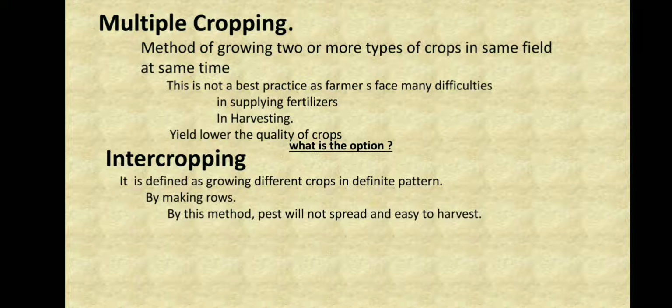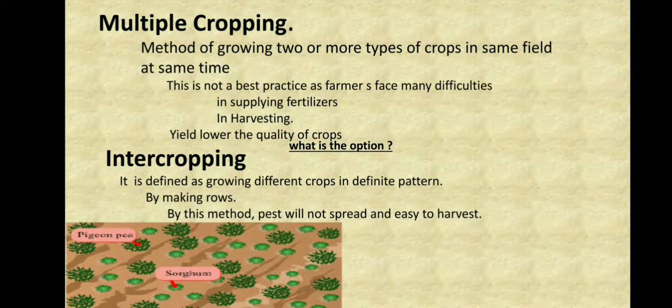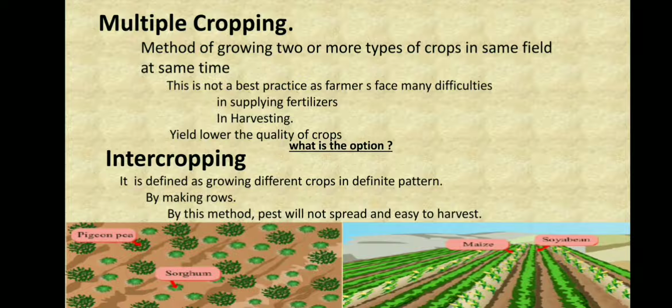For example, you could see over here, this is the example of multiple cropping, in which sorghum is a plant, and here pigeon pea is a plant. In this, all the plants are scattered everywhere, whereas in the second picture, they are arranged in a row. So farmers won't face any difficulties in this method, whereas they'll face many difficulties in multiple cropping. So, better than that, they go for intercropping.